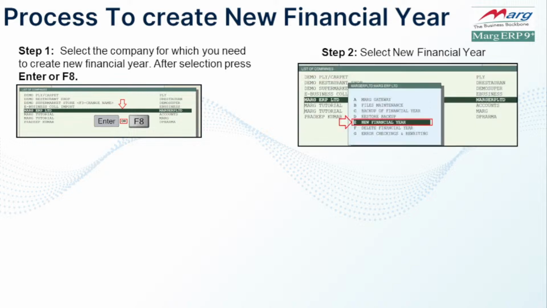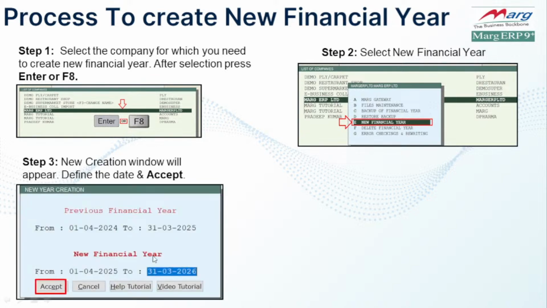You will see this option. This box will come up. Usually we go to Gateway of Tally to enter the dashboard, but this time we need to create the new financial year, so we will choose the option new financial year. We'll click on this and you will see this window. It will automatically pick the next financial year after the one you are already using. So if you are working in the 2024 to 2025 financial year, it will create the 2025 to 2026 financial year. We will accept this.